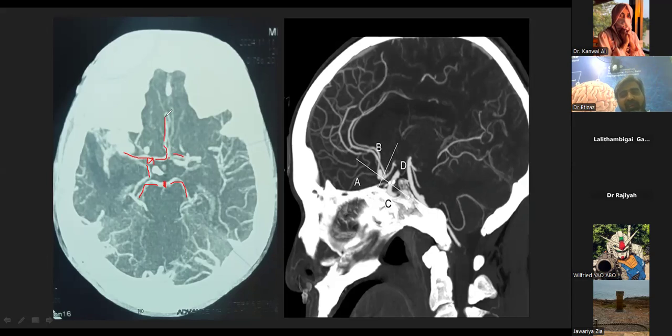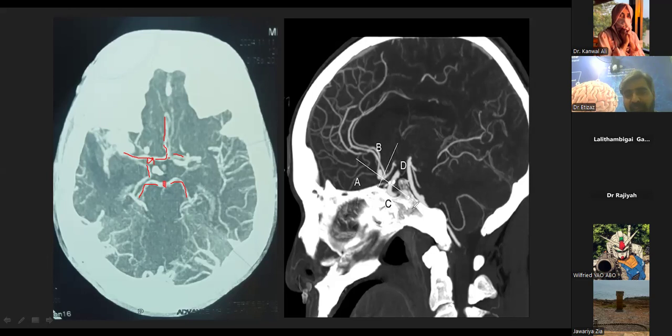So this is very important. First, you have to go through the normal vascular structure anatomy, where it is going. Then it's easy for us to identify the site of the aneurysm.